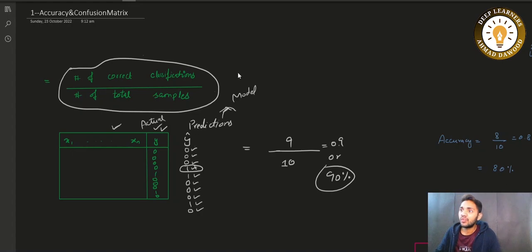So what is the flaw in accuracy? When you see performance measures for binary classification, you will see multiple performance measures, and accuracy will not always give you the correct assessment of a model. It's not always a good measure to evaluate or assess a model. What is the problem with accuracy?